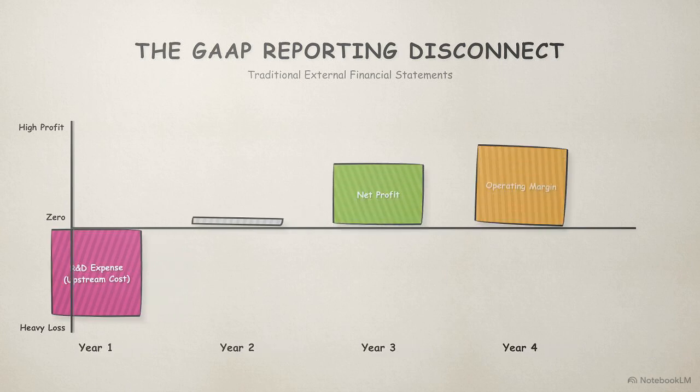the period they occur. When you shift forward, traditional statements show mature products generating high margins, but that is an illusion created because the initial R&D investment was wiped off the books in year one. It penalizes the innovation phase while inflating the later years.